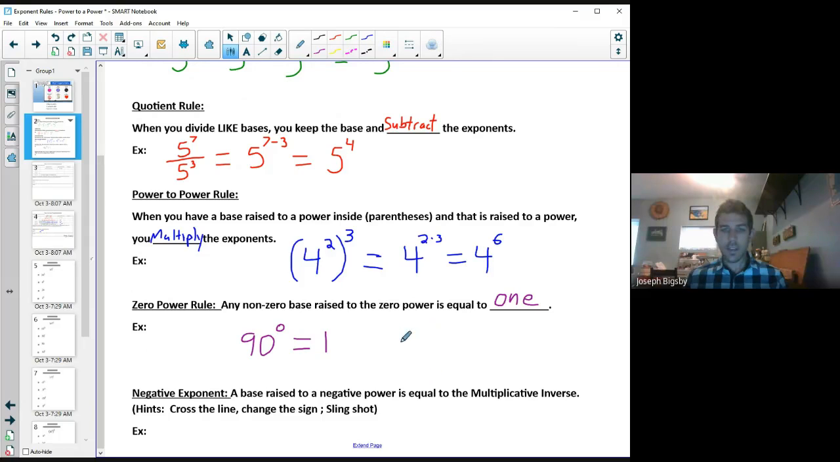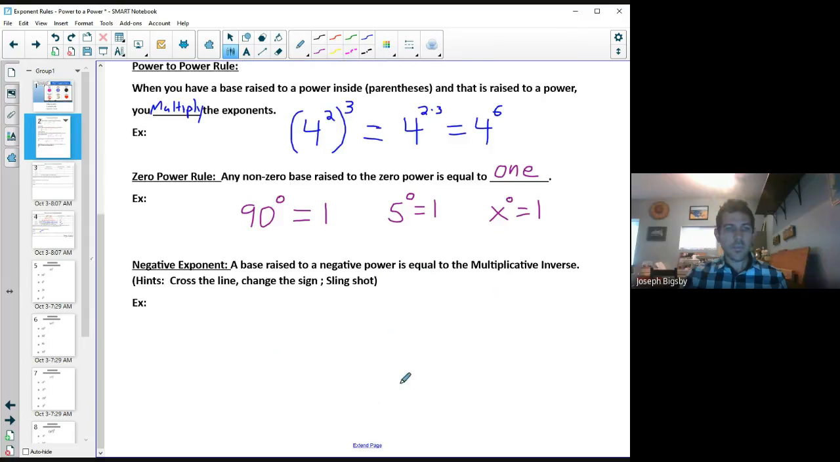And this works for anything. If it's 5 to the 0 power, it's equal to 1. Even if it's a variable, like x raised to the 0 power, I don't care what x is because it's raised to the 0 power, it must equal 1. So that's probably the easiest rule of all of them. Anything raised to the 0 power is 1.